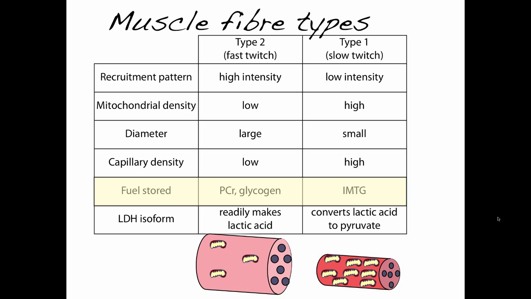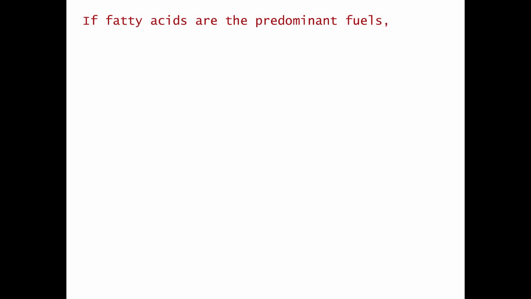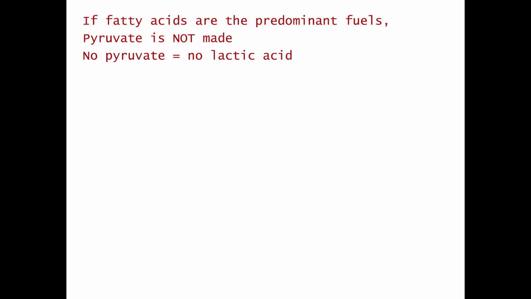If we move on to the type of fuels predominantly stored in the different types of muscle fibers, we know that fatty acids are stored in greater concentration in type 1 muscle fibers, while glycogen and phosphocreatine is stored predominantly in type 2 muscle fibers. So if fatty acids are the predominant fuels, pyruvate will not be made. If there's no pyruvate, there's no lactic acid formed.